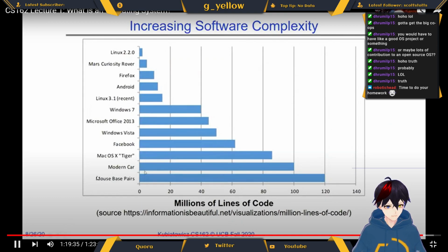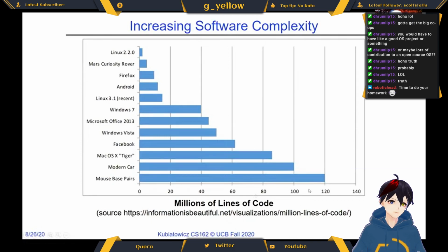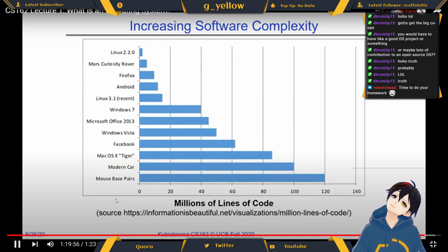Mars rover; these are on the low end of this scale. Now you look at Mouse Firefox, base Android, and Linux 3.1, which is a little bit older now, Windows 7, and then you get up into Windows Vista and the Facebook system itself and Mac OS. And then you look at mouse base pairs here. That's a genetic thing, 120 million things. You can see that our systems are very complicated.